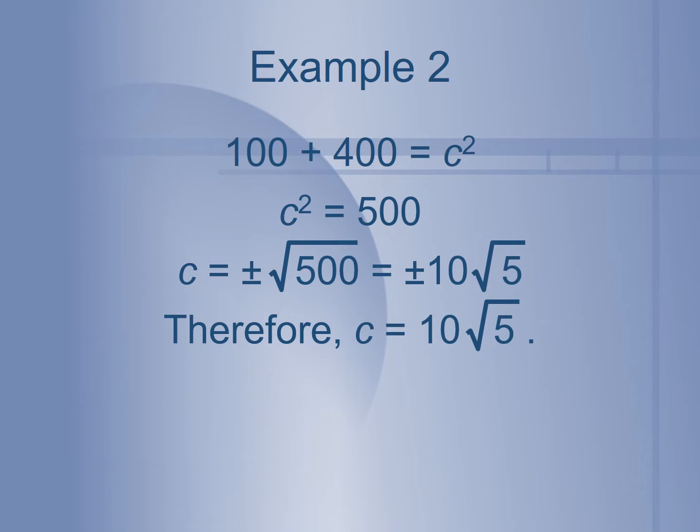And then since we're talking about a length of a triangle, it's going to be the positive 10 square roots of 5.